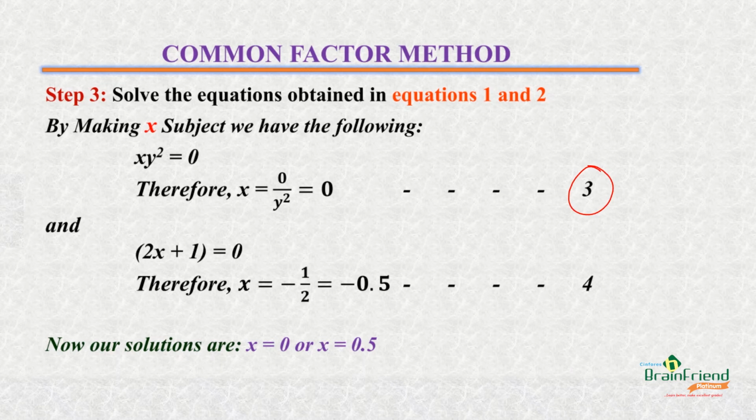Also, 2x plus 1 is equal to 0. Therefore, x equal to minus 1 over 2. Or we can say that x is equal to minus 0.5 in decimal form. And that will now be our equation 4. Now, our solutions are x equal to 0 or x equal to minus 0.5. Now, let's go on in this class to solve one more example.